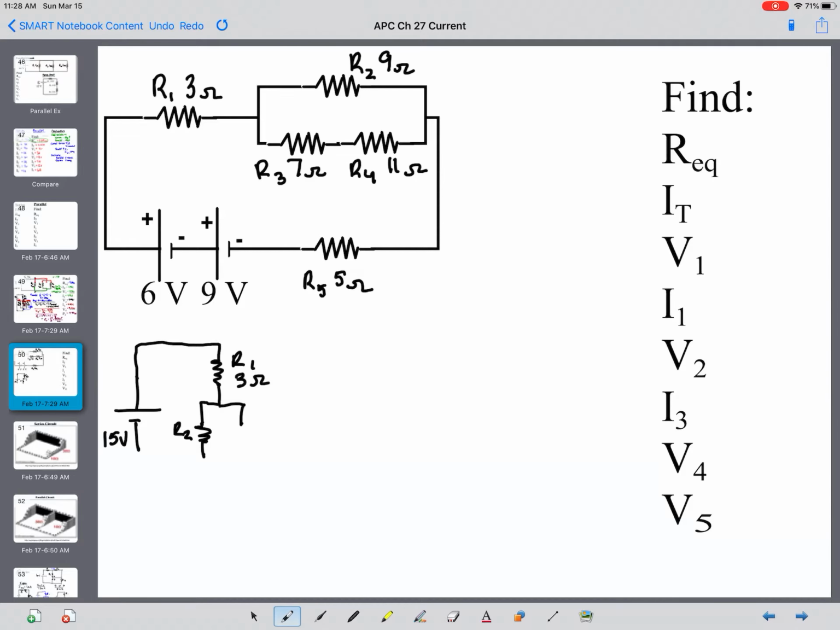Down the first branch, I have R2, and that's 9 ohms. And then on the other branch, I have 2 resistors before those 2 join back up, R3 at 7 ohms and R4 at 11 ohms. After they join back up, we run into R5 at 5 ohms, and then we head on back to the battery. So R1 and R5 make it a predominantly series circuit, and then there's the little parallel that is between them.